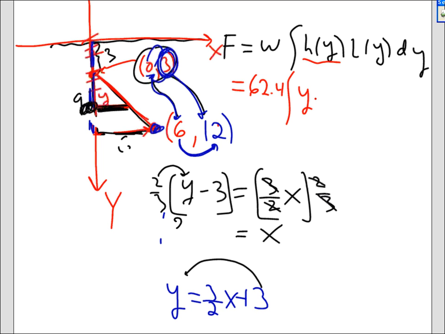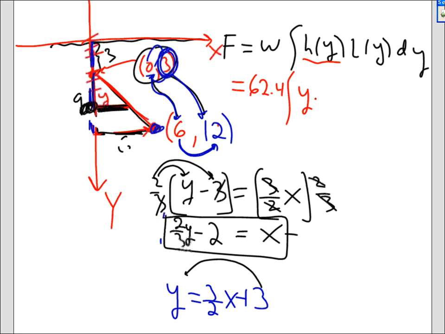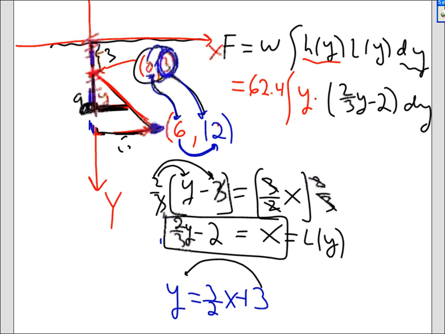2/3 y minus 2/3 times 3. The 3's cancel, leaving 2. That is, x is 2/3 y minus 2. That's L of y. That's the length, 2/3 y minus 2, times dy.